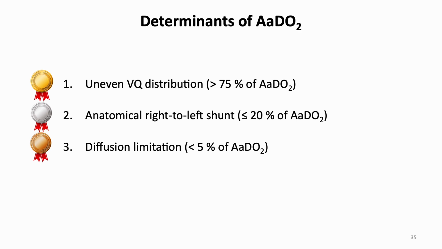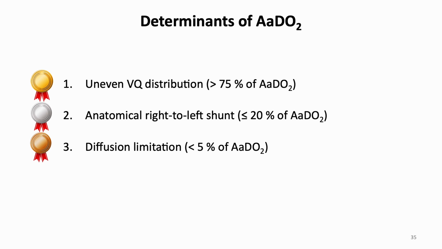So firstly, there's an uneven distribution of ventilation relative to perfusion in the healthy upright lung, and that actually increases the difference between the alveolar and arterial oxygen tension, and it accounts for the majority of this difference. Now, this is in my experience the most complex of the three mechanisms here to understand, and I'll get into detail with it in a minute.